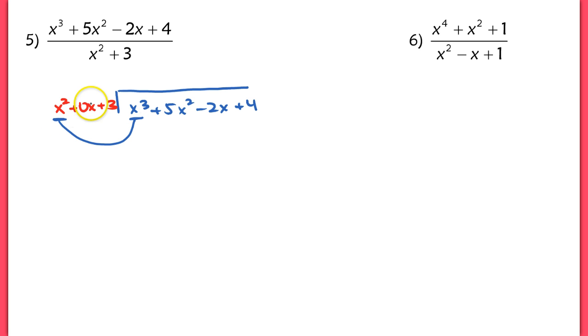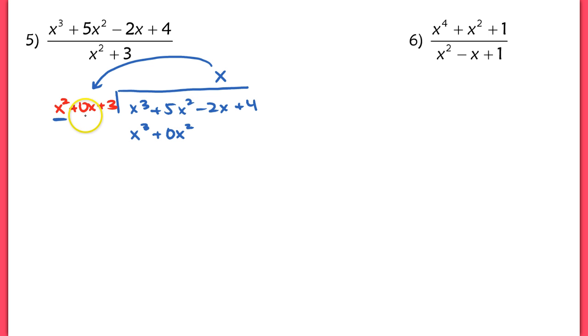So x squared fits inside of x cubed, x times. I'm going to write that above the x, the linear term here, the negative 2x. And then I'm going to multiply that x times this polynomial here on the outside. So if I take x times that polynomial, I end up with x cubed and 0x squared. So notice I end up with a 0x squared. The x squared appears under the x squared term.